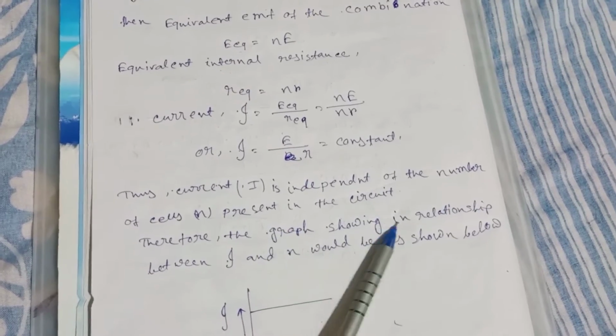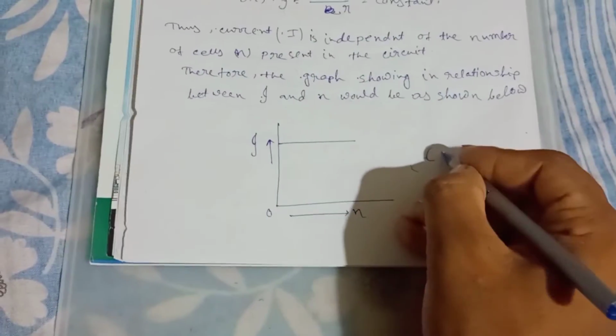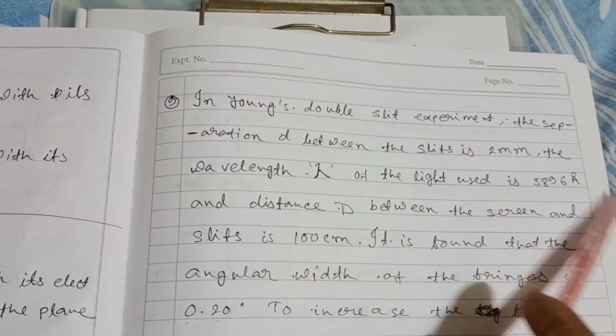Therefore, the graph showing the relationship between I and n would be as shown below. And this is the graph, and this is the right option, option C. C is the right option. This is the next question.